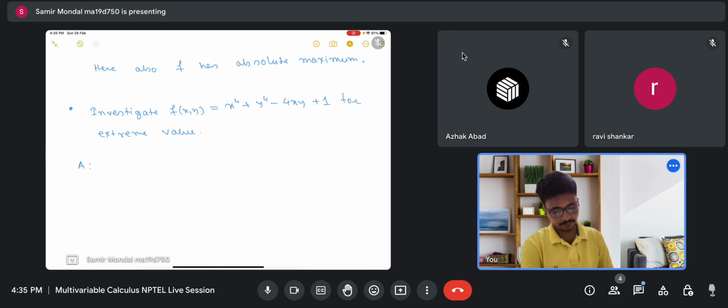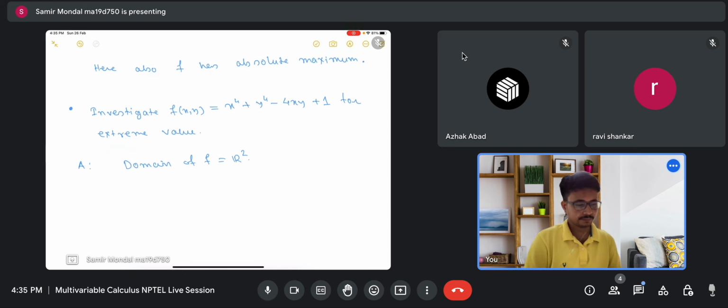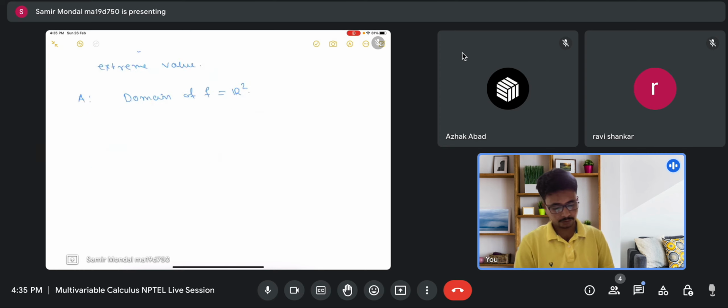At first find the domain. Take the domain as R2. The domain of f is equal to R2. Now check that the first order and second order partial derivatives are continuous, because this is a polynomial in x y. So all first order and second order partial derivatives are continuous, and the condition of the theorem is satisfied. Now find the critical points.